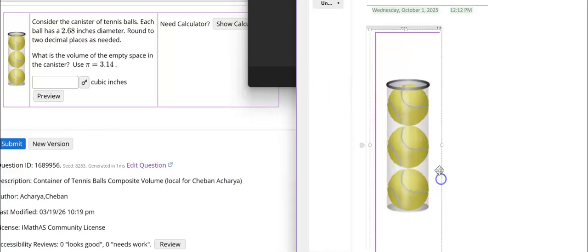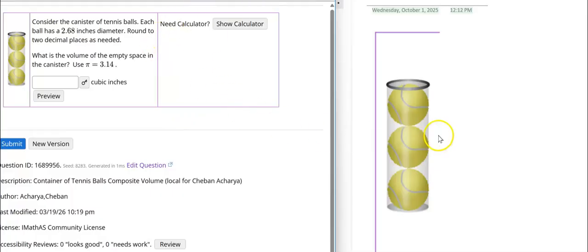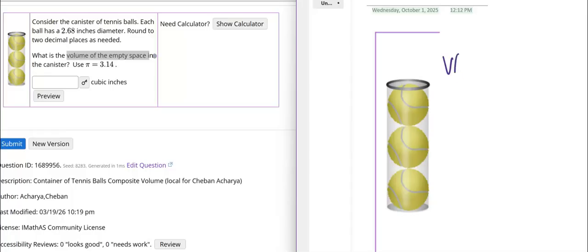Hello. In this question, I'm going to find the volume of the cylinder, which is called a canister here, and the tennis ball, and you subtract to find the empty space volume. Okay, so there are two volumes to find. So the volume of the can, I should say just the can, minus the volume of all three balls. That's what you're going to find.